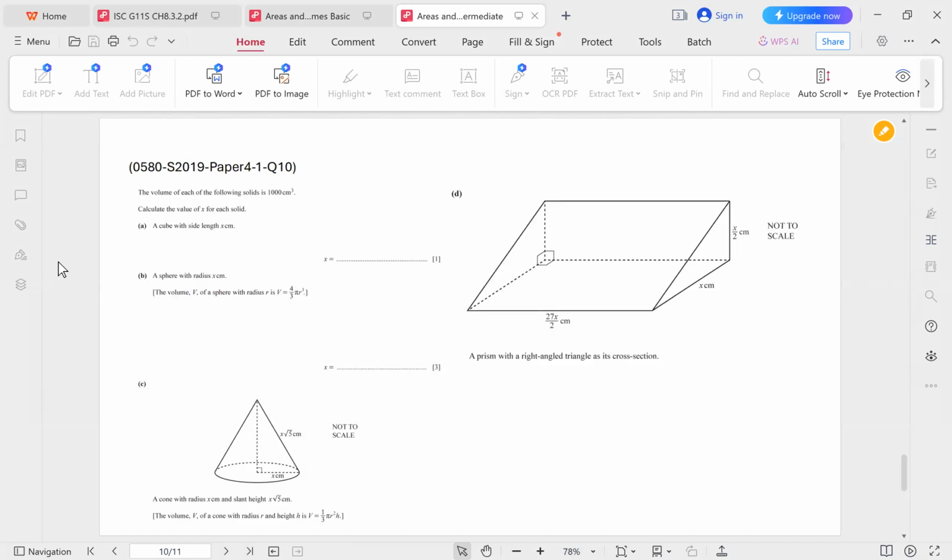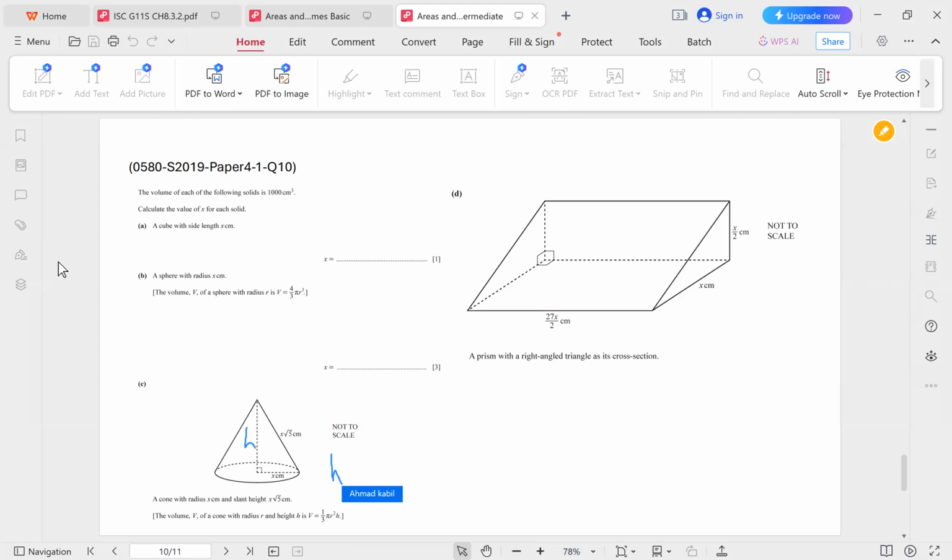In the third case, we are told a cone with radius x and slant height x root 5. And we are told that the volume is given by V equals 1 over 3 pi r squared h. Bear in mind that h is not the slant height. h is this height here. So in order to get h, we need to apply the Pythagorean theorem first.